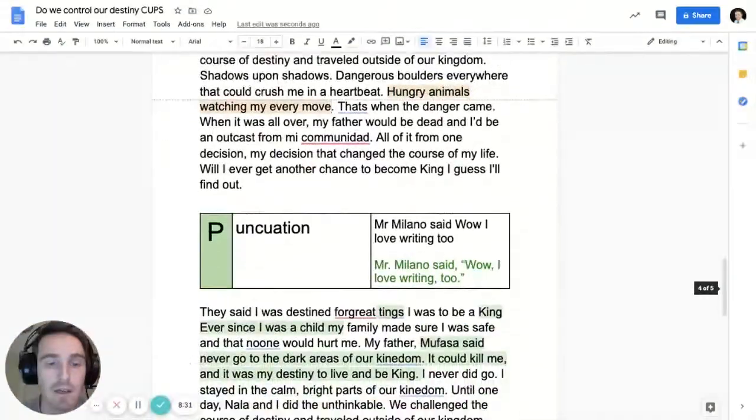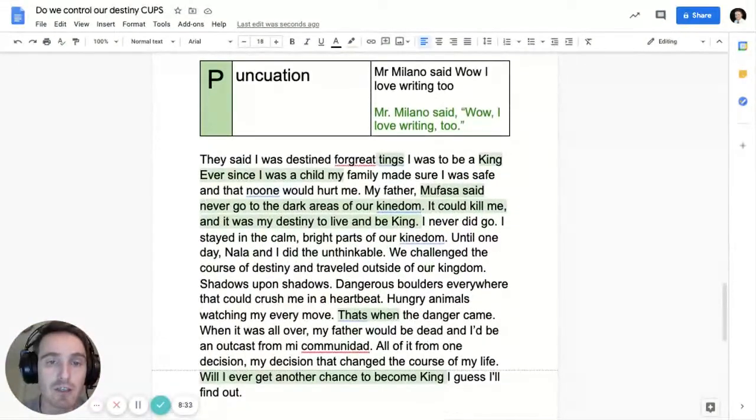All right, coming down to punctuation. Punctuation can be tricky. "They said I was destined for great things." So again, always end your sentences with periods. Very important as you're writing. Here's another example: "I was to be a king." Period. You're starting a new sentence right here. Always make sure you do that.